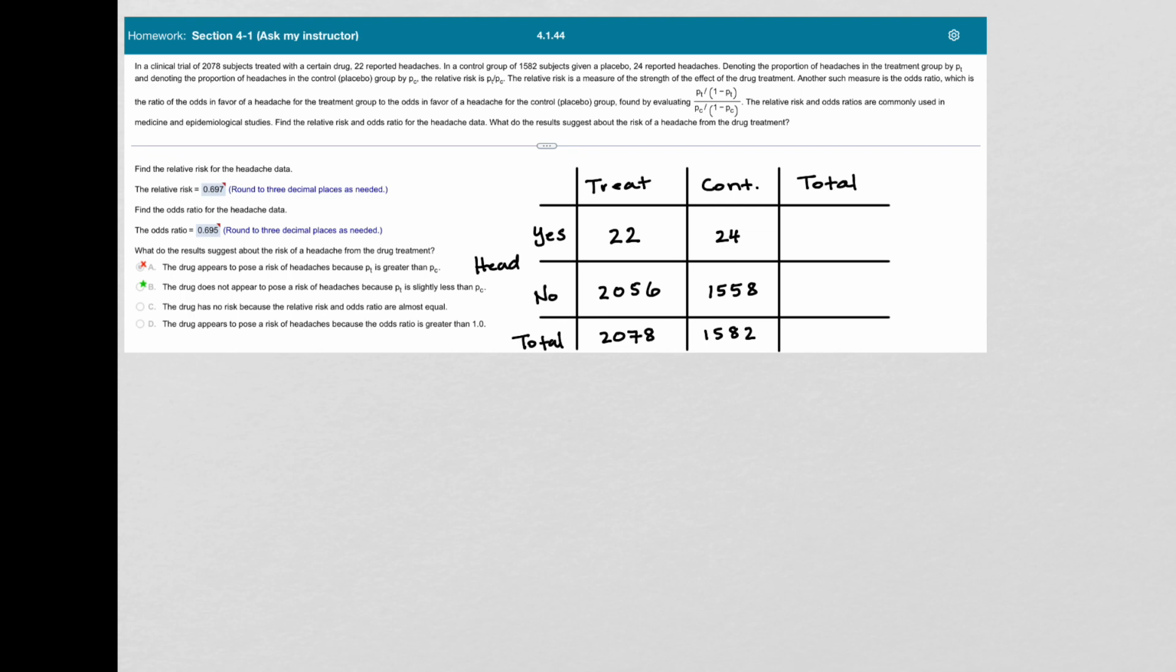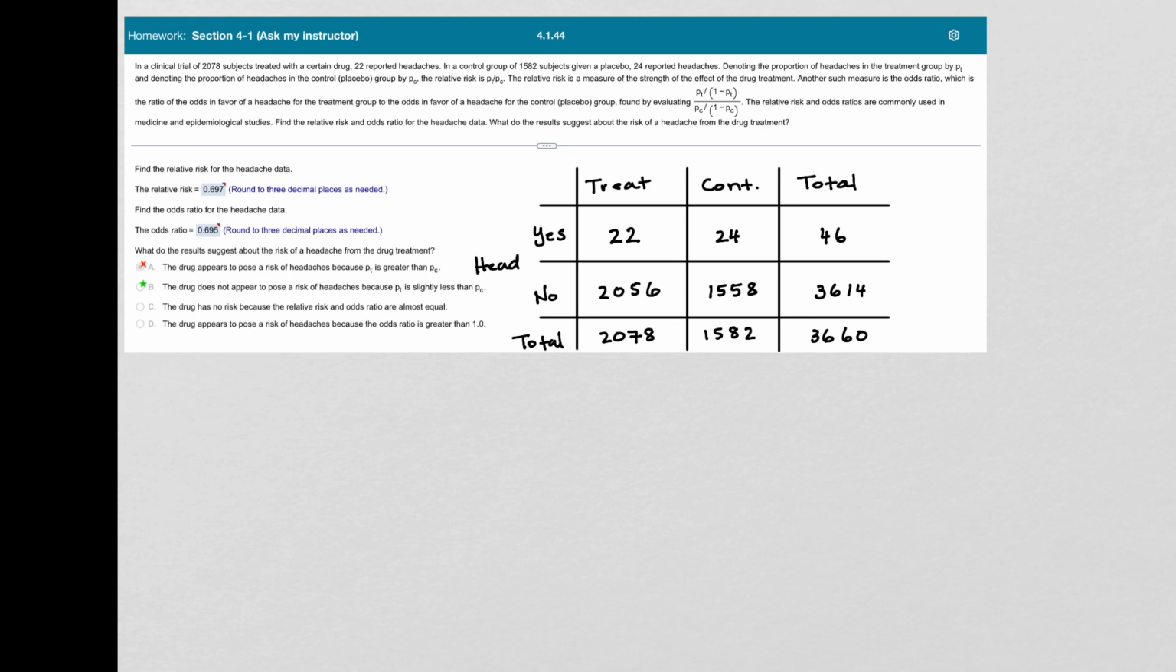So now I can fill out the totals going across, and we have 46 total people with headaches. We have 3,614 with no headache, and then we have 3,660 all together.